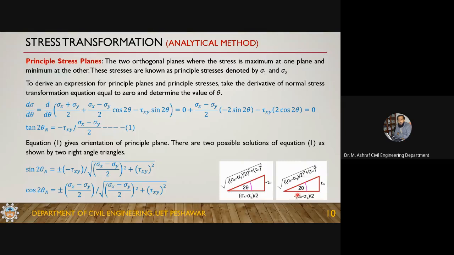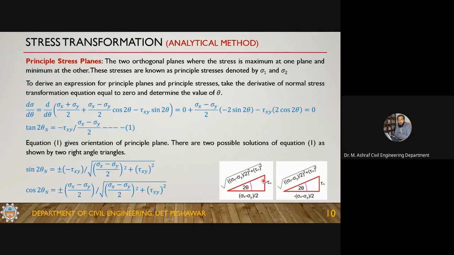So here I have written it with this one, and this will also, since tangent of 2 theta n is this divided by this, so this will also give me this one. So this triangle is also giving me this value, and this triangle is also giving me this value. So these are two triangles which are corresponding to these equations.